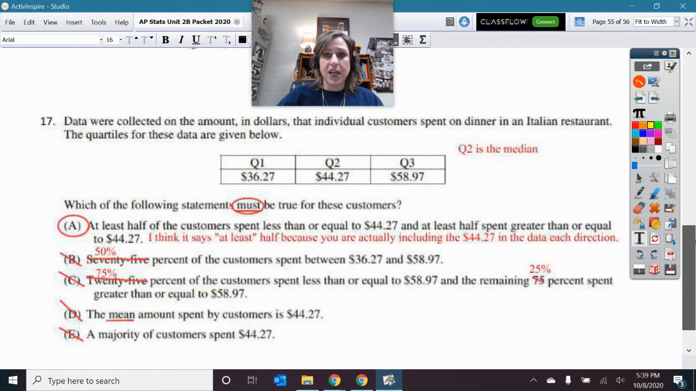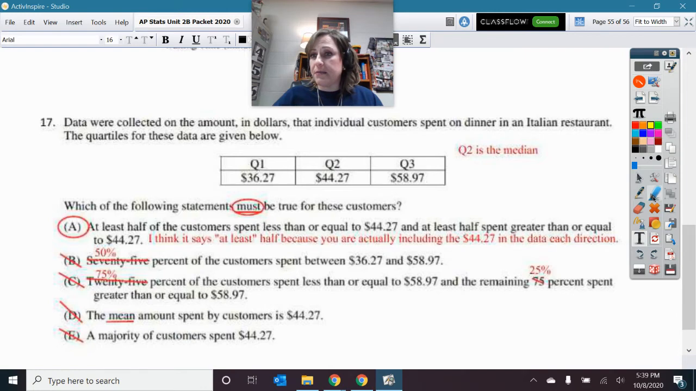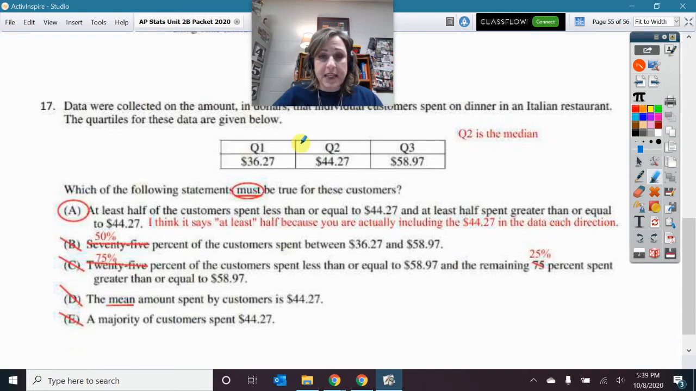Number 17, Q2 is the median. Several people asked me this. Is Q2 the median? Yes, it is. Now, I struggled with this problem. I first thought A was wrong, and then I was looking at all the other ones and I knew all of these for sure were wrong. So I reevaluated B. It says at least, because I reevaluated A.